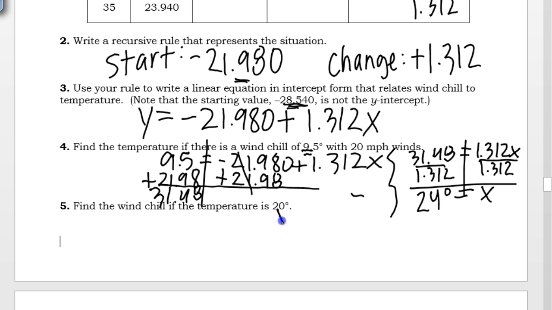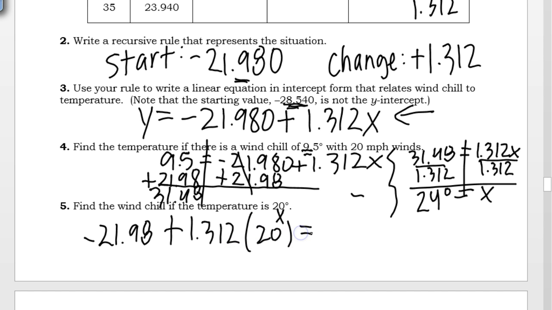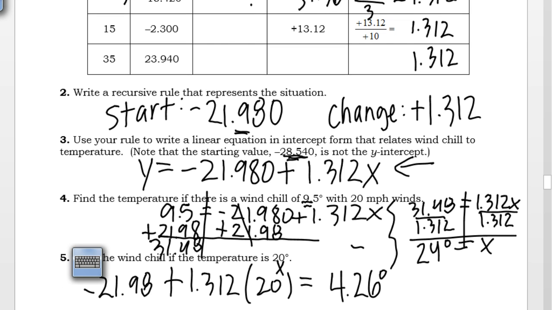The last one's a little easier. I'm going to substitute 20 in for x of my equation. Negative 21.98 plus 1.312 times 20 degrees. I think I already had that on the table. Maybe I did. And I got 4.26. So if it's actually 20 degrees outside, but we have 20-mile-per-hour winds, it'll feel like 4.26 degrees.